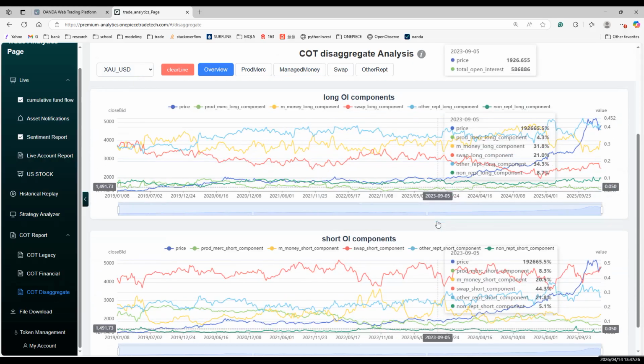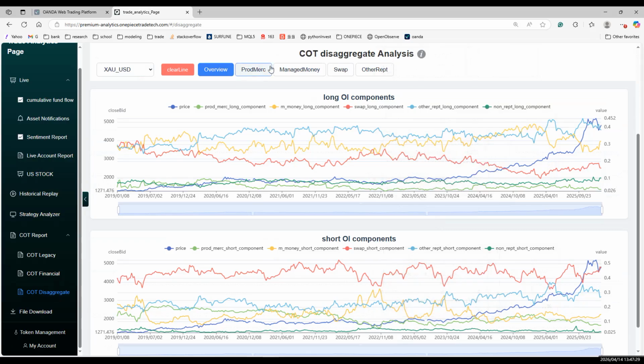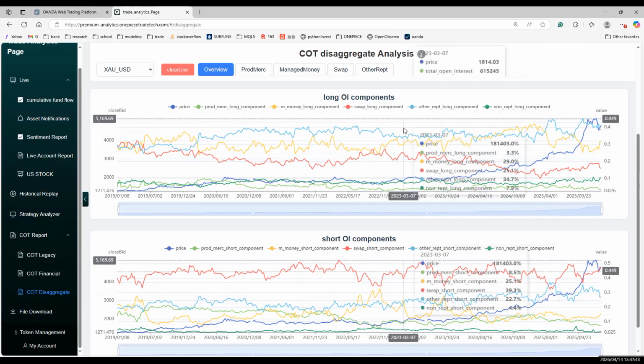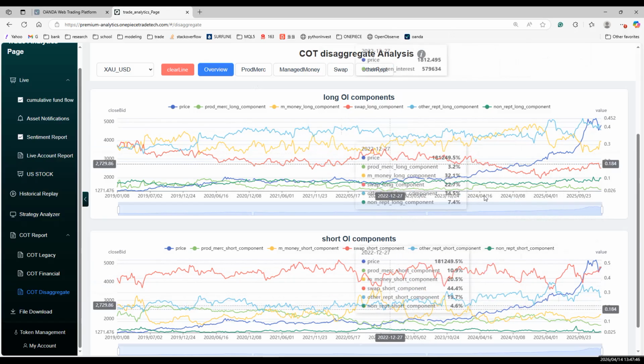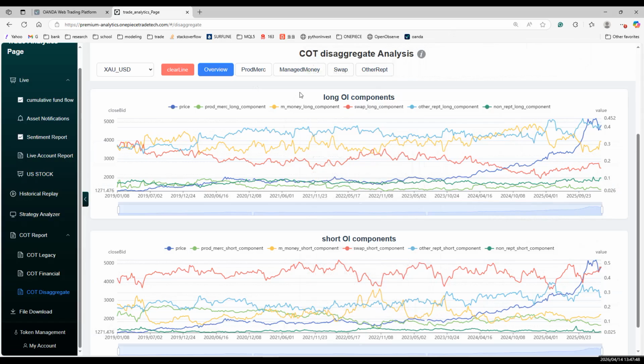And so here for the disaggregated report, the categories are more detailed. We have producers, which are generally engaged in the physical production, processing, packing, or handling of the physical assets, like jewelers or miners, etc. And the managed money, these are mostly the non-commercials in the legacy reports. They are the CTAs or hedge funds.